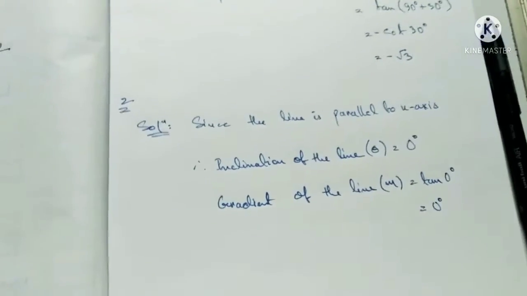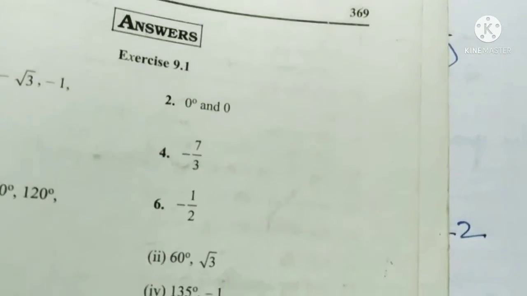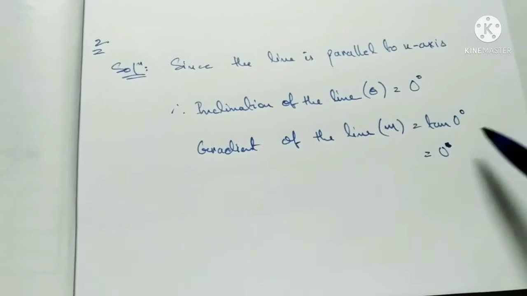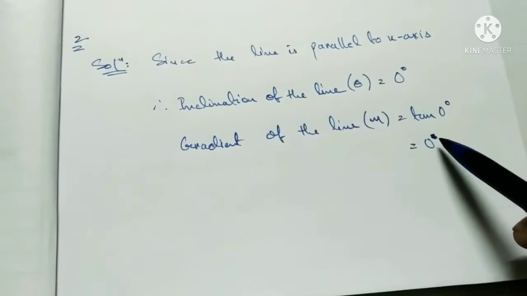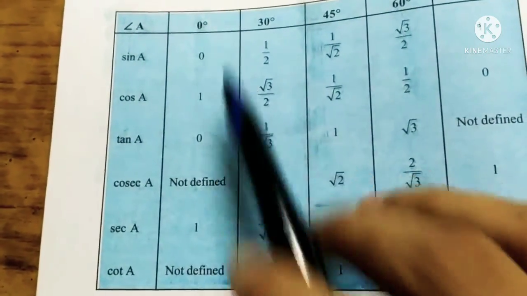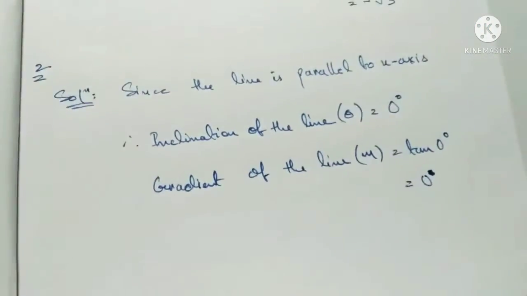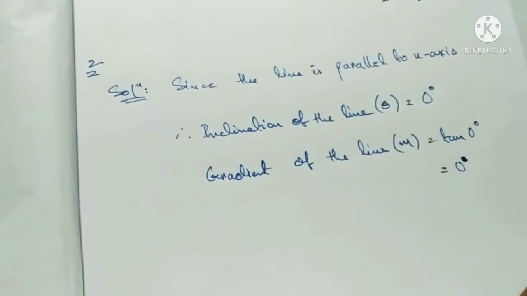Finished. Let me check the back answer. Inclination 0 degree, and this one you see 0 degree and 0. Sorry. Okay, tan 0 degree is 0, not 0 degree. Understand? Tan 0 degree is 0. You can see it here. So this is only our answer. Again, nothing there.